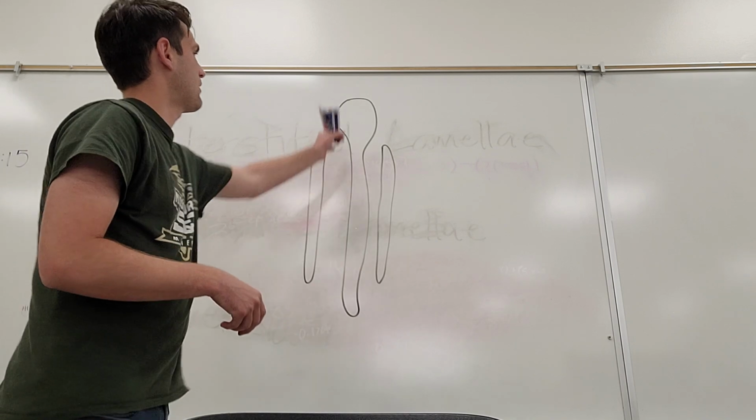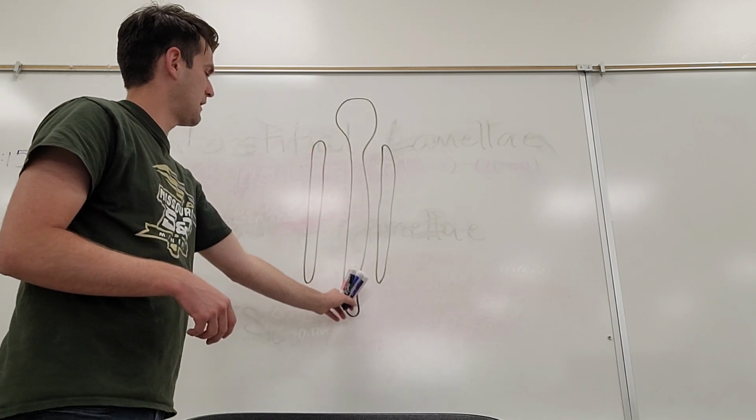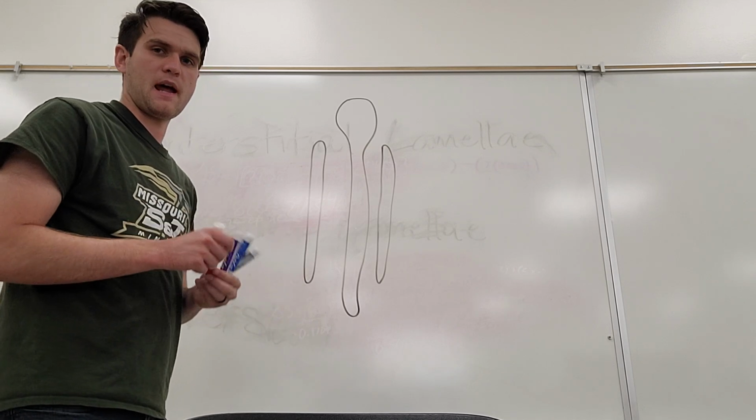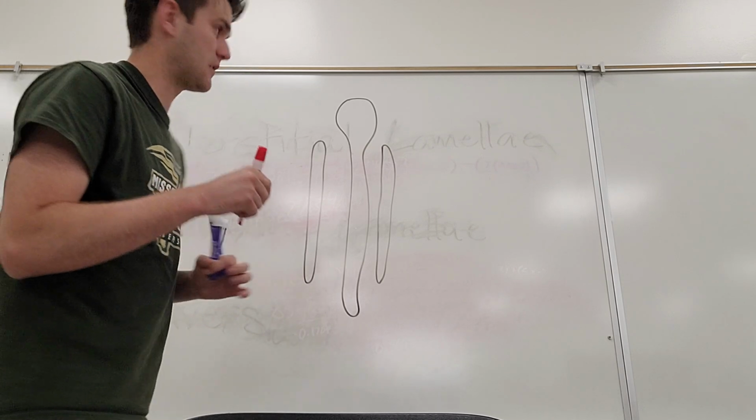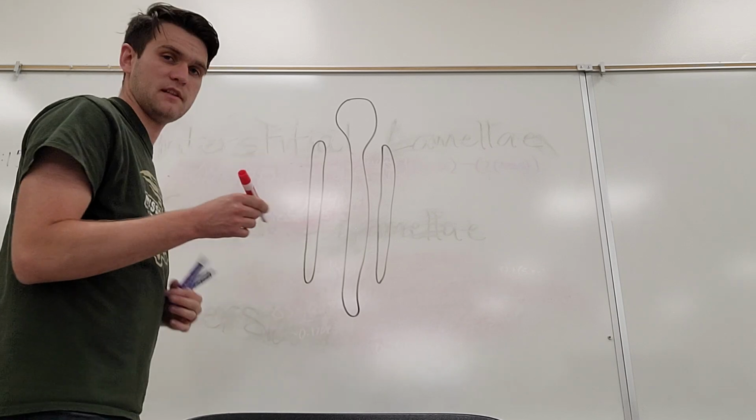So starting here, we have our spinal cord. And we're going to start there. And we're going to start with our somatic. So we're going to draw our somatic in red. Sorry if my board's a little messy. Looks like lots of people have been using it.